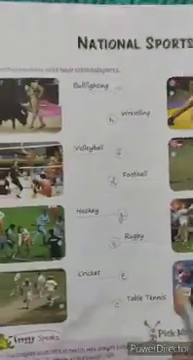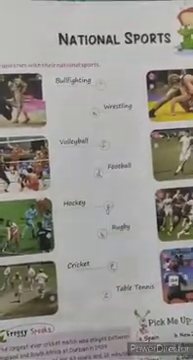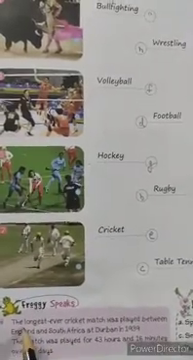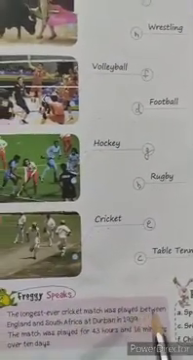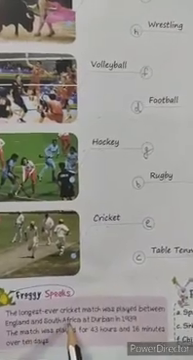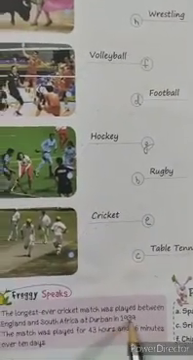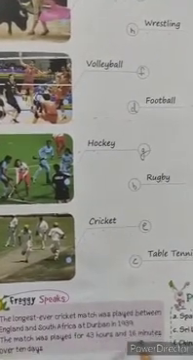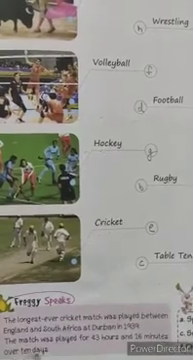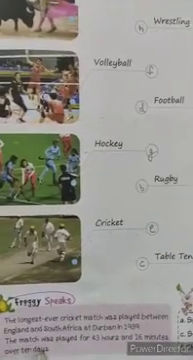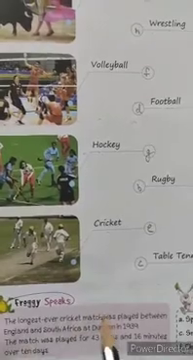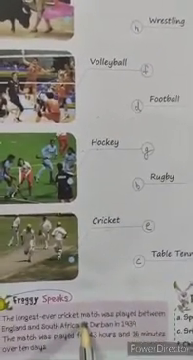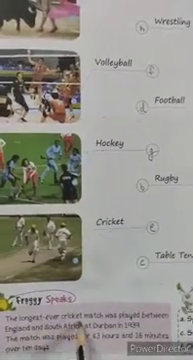So in this way, we have completed the national sports of different countries. Now let's see what Froggy speaks. The longest ever cricket match was played between England and South Africa at Durban in 1939. The match was played for 43 hours and 16 minutes over 10 days. For 10 days, the single match was played between England and South Africa. And this was called the longest ever cricket match.